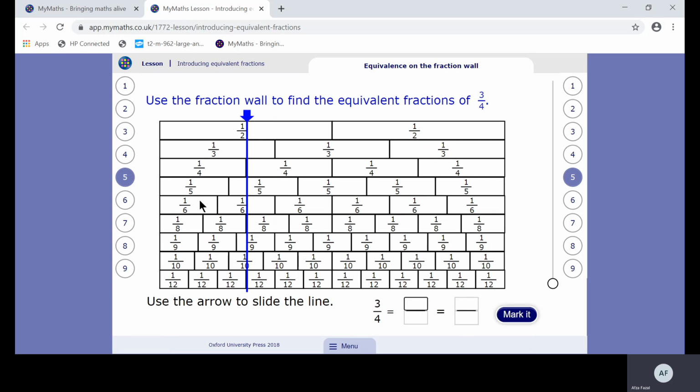So fraction rule always helps. I need to find 3 quarters now. So 3 quarters is there. The ones equivalent to it are here, eighths. So I've got 1, 2, 3, 4, 5, 6 eighths that are equivalent, so they're the same value. And I've got 1, 2, 3, 4, 5, 6, 7, 8, 9 twelfths.